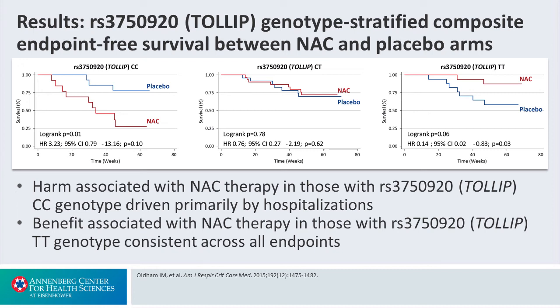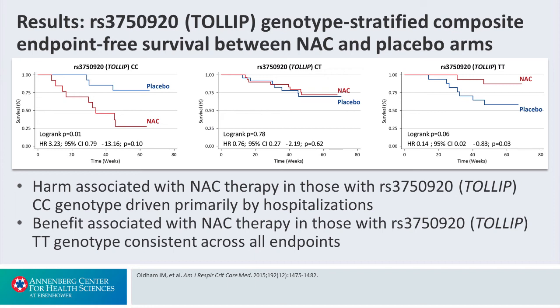With 2 other genes hitting the mark or just missing the mark, we went on to a replication cohort to confirm our findings. And what we found was that we were able to confirm them in the original 3750920. Now what's most fascinating is if you take a look at the panel on the left, you see that NAC was actually harmful with a hazard ratio of 3.23, whereas in the panel on the right, it was helpful with a hazard ratio of 0.14.